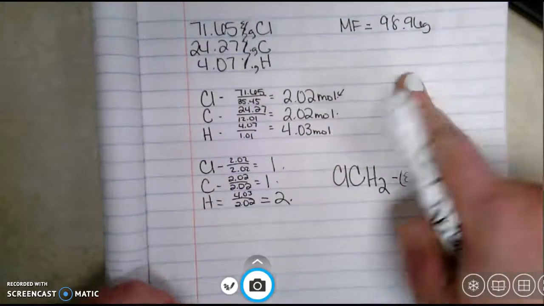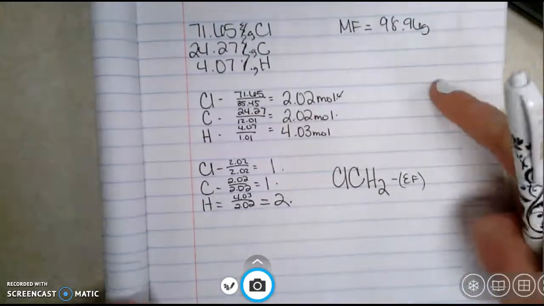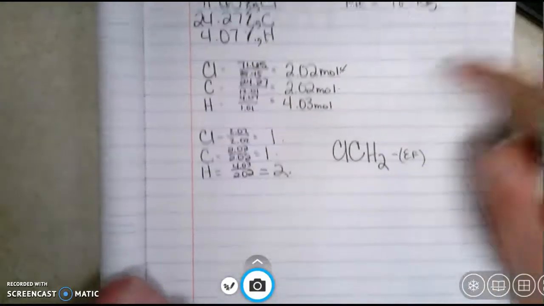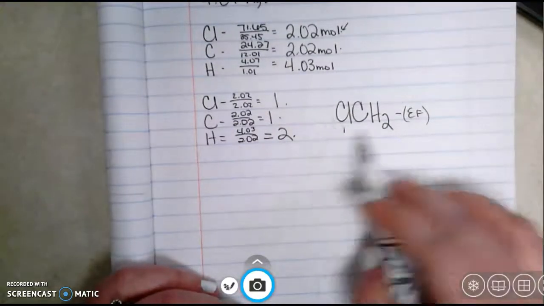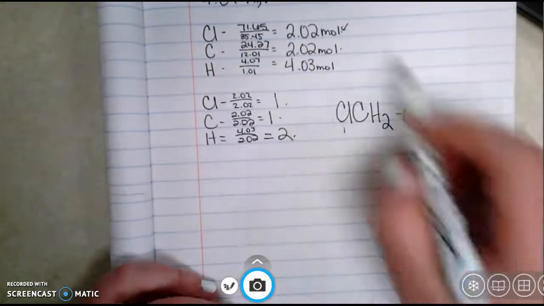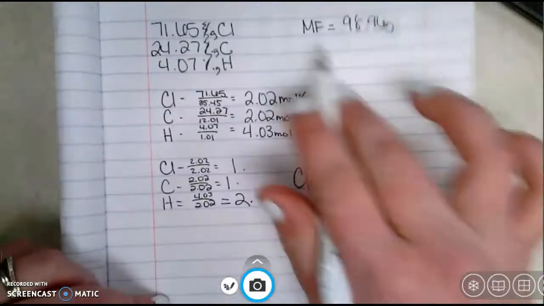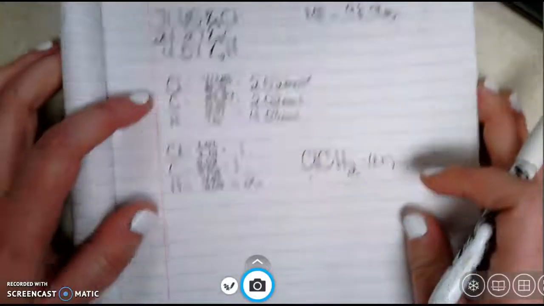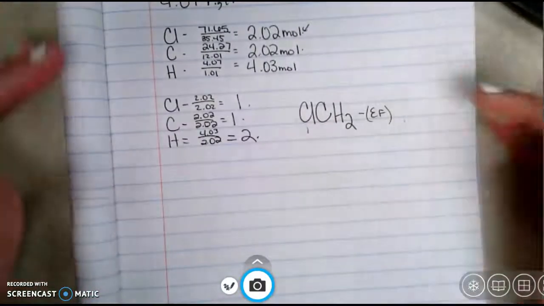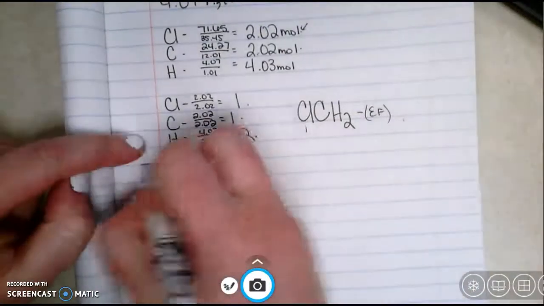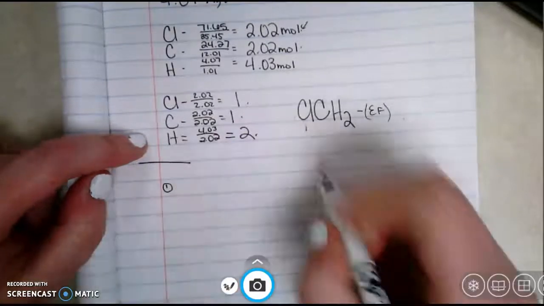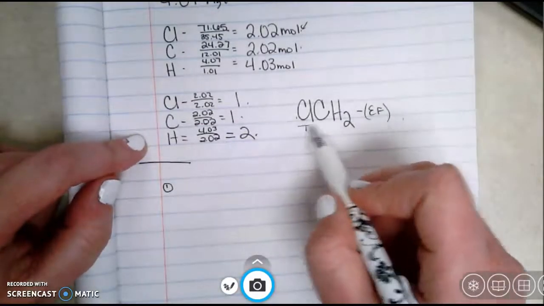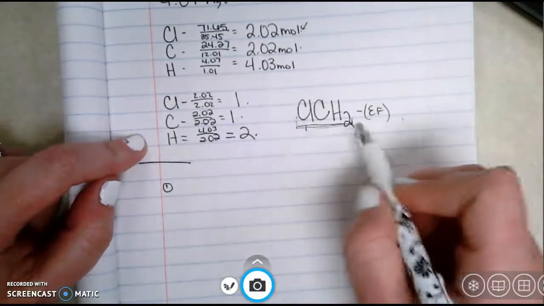Okay, but I wasn't asked for the empirical formula. I was asked for the molecular formula. So using the new stuff, I can take this right here and this right here, up here, and find that molecular formula. So now I'm going to do step number 1 that we talked about today, and I'm going to find the mass of my empirical formula.